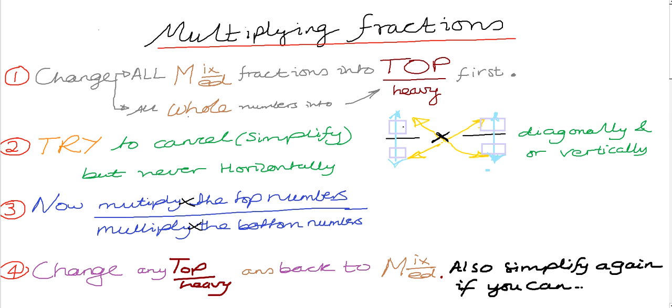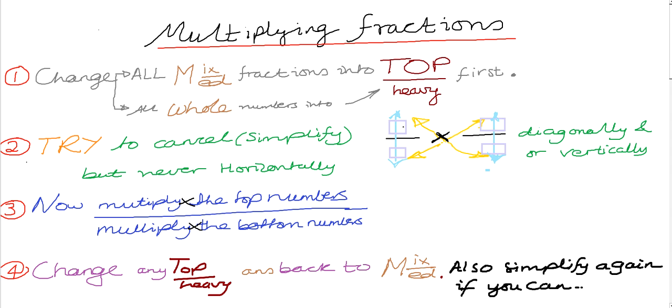Also, if you have any whole numbers in the question, change them also into top heavy. We'll show you how to do that as well. But as a quick example, if I have the whole number 3, I want to turn it into a fraction, I write it as 3 over 1. There you go, done.